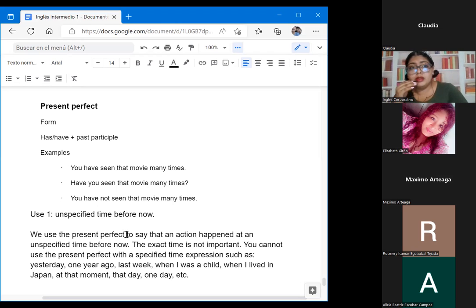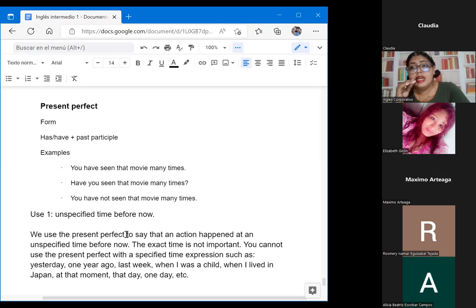Así que si vamos a utilizar el presente perfecto, no tenemos que utilizar las expresiones de tiempo, porque como lo dice el uso número uno, estamos hablando de tiempos que no se especifican. Así que en ese caso, cuando estemos utilizando la estructura, no vamos a especificar el tiempo porque no es necesario.